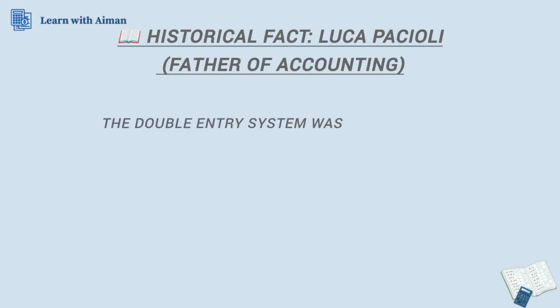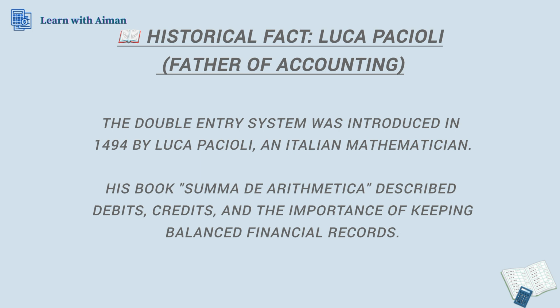Historical fact: Luca Pacioli, father of accounting. The double entry system was introduced in 1494 by Luca Pacioli, an Italian mathematician. His book Summa de Arithmetica describes debits, credits, and the importance of keeping balanced financial records.